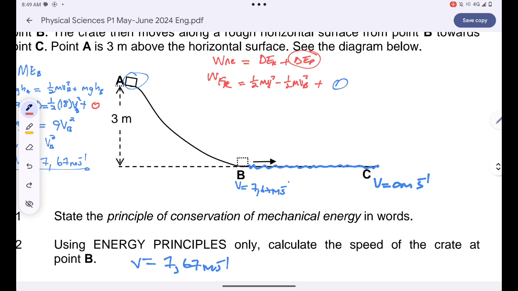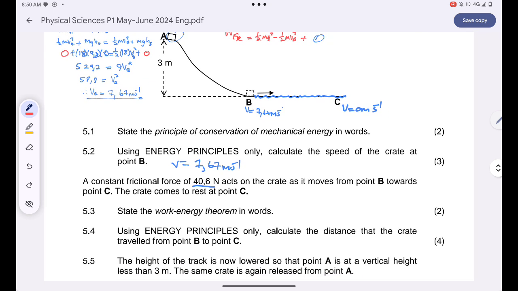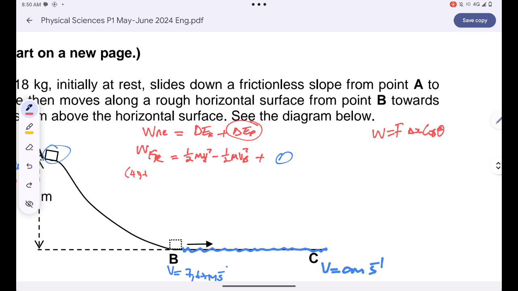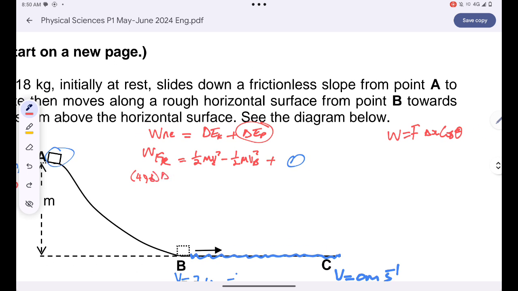Work done by friction. Remember that, guys, for me to find the work done on an object, I just need to take the magnitude of the force multiplied by the displacement traveled and the cos of the angle between the force and the direction of motion. They want us to find the distance, so we are looking for delta x. The magnitude of the force is 40.6 newtons, as given. I do not know delta x, but I know that the angle between the frictional force and the direction of motion is always 180 degrees, because friction will forever oppose motion.